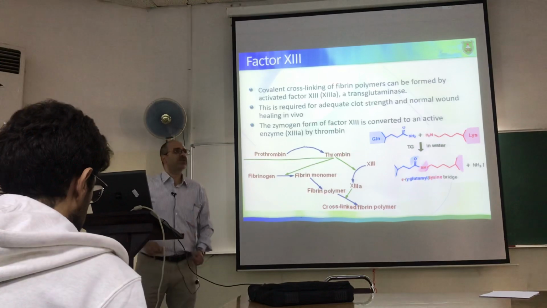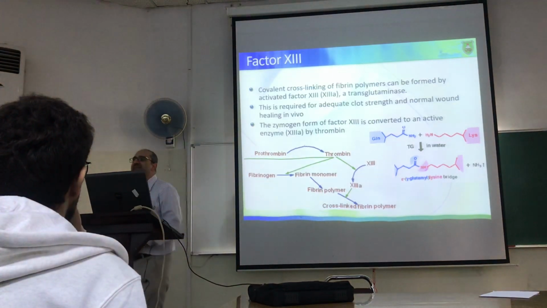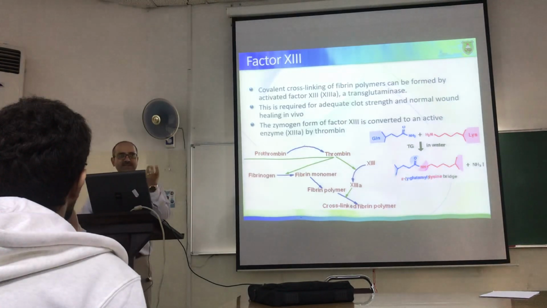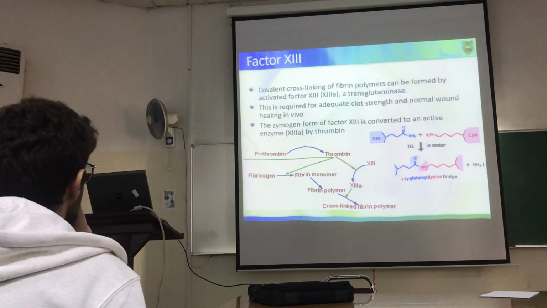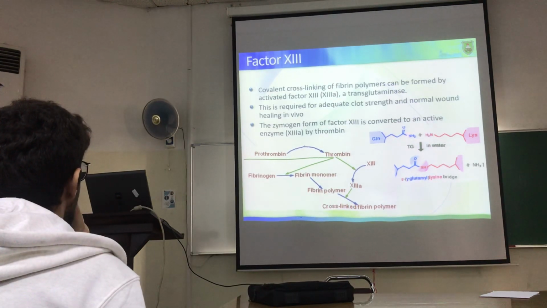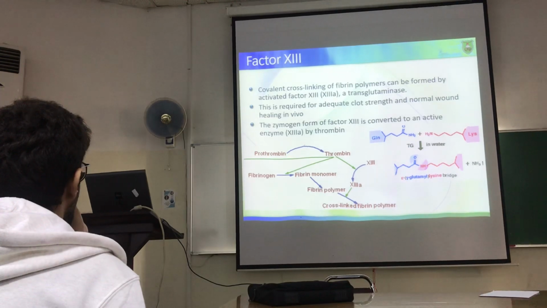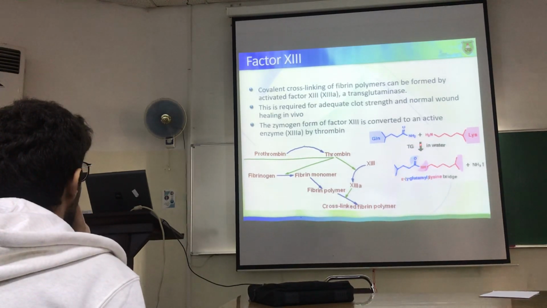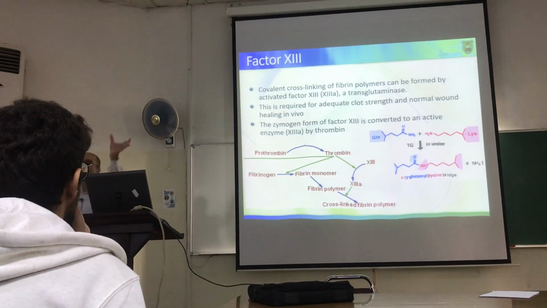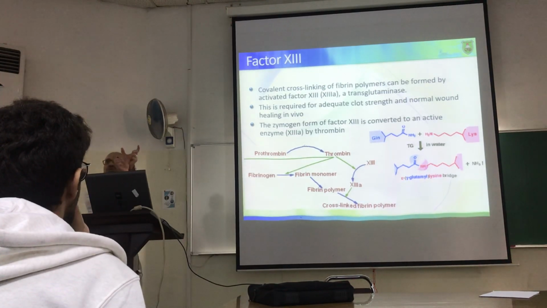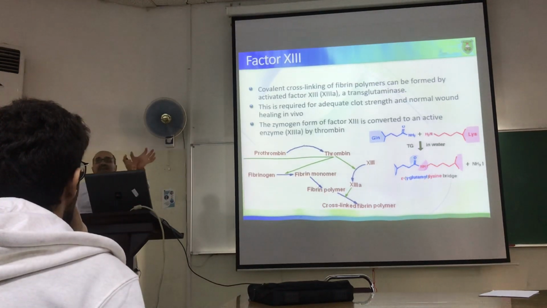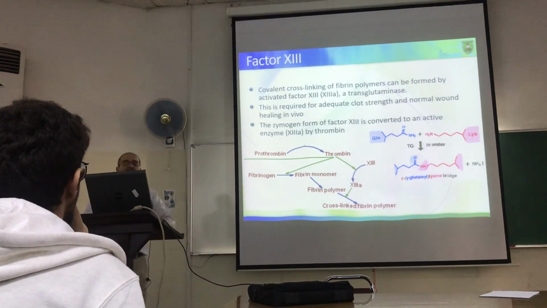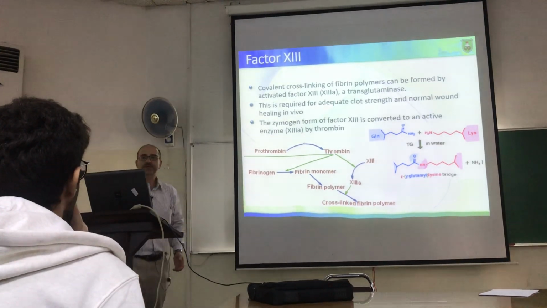So what does factor 13 do? It is not a protease. It is a transglutaminase. It has transglutaminase activity, meaning that it removes an amino group from glutamine and links it to a lysine covalently. So you have a fibrin monomer and a fibrin monomer that are close to each other, linked by electrostatic interactions. Then comes the transglutaminase, factor 13, and it links them together covalently. Now this is known as a hard clot.